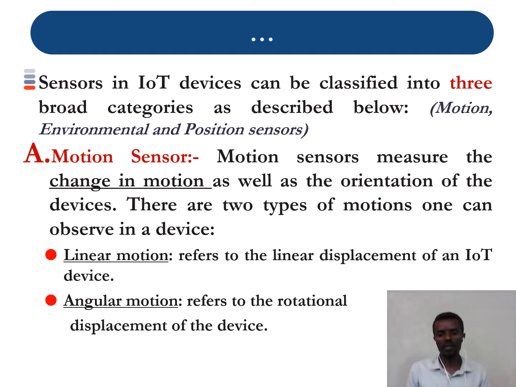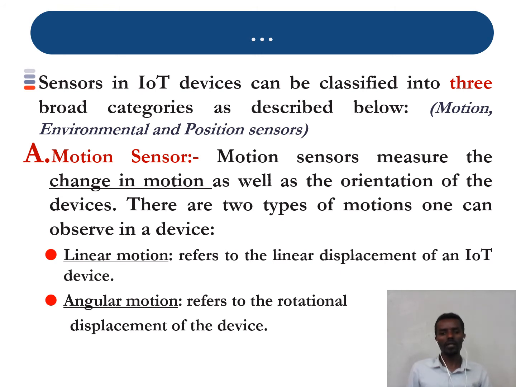For example, a thief may come around, or something may be moving in that environment. So it is only checking the movement, or the change in motion, of those things that are moving. When it does this, we can observe two things from it. The first one is linear motion. The second one is angular motion.